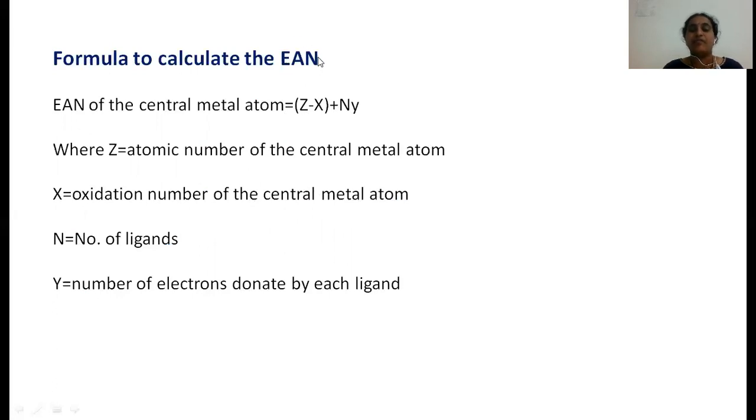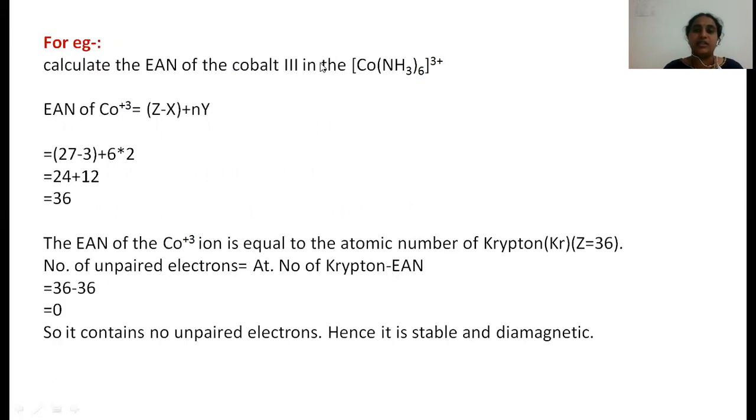With the help of EAN, we can know whether a complex is stable or unstable, and whether it is diamagnetic or paramagnetic, according to the Sidgwick theory.